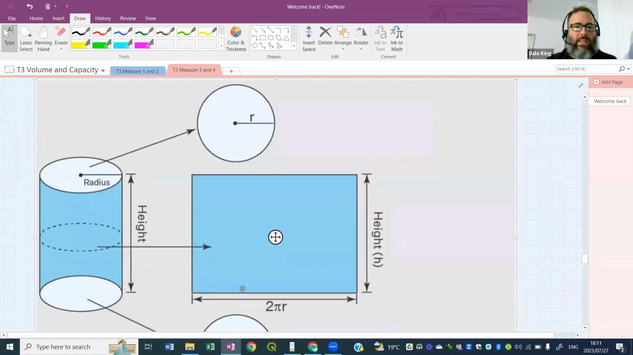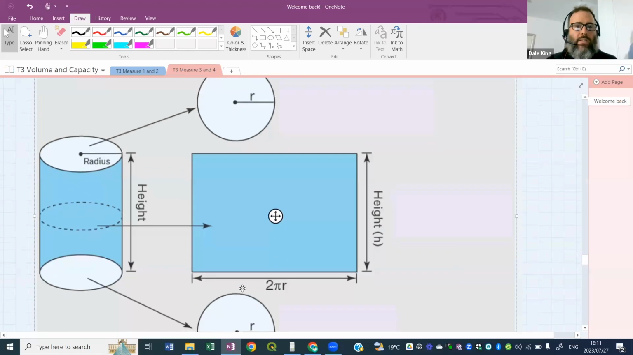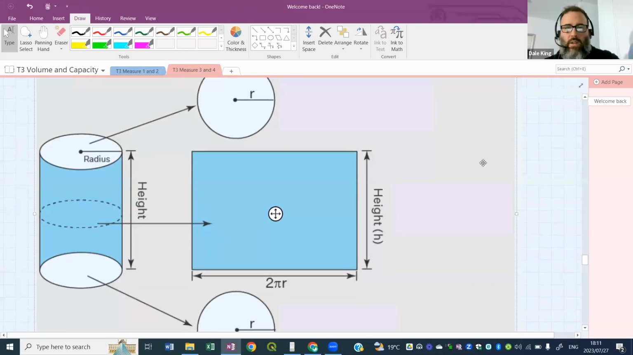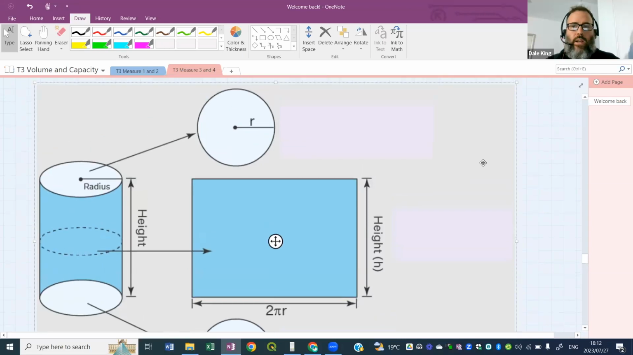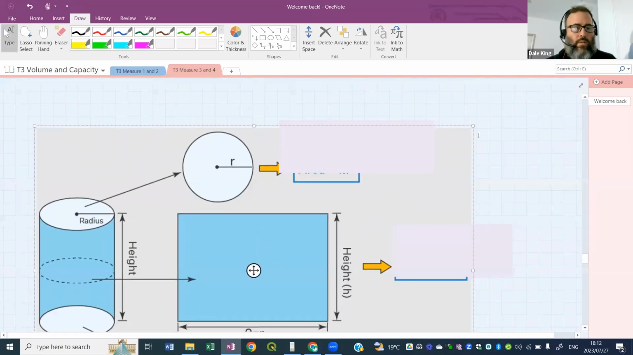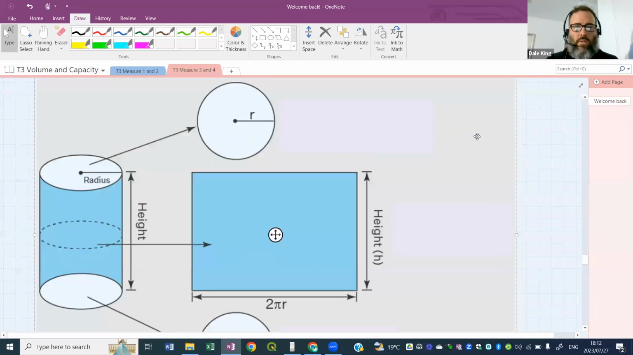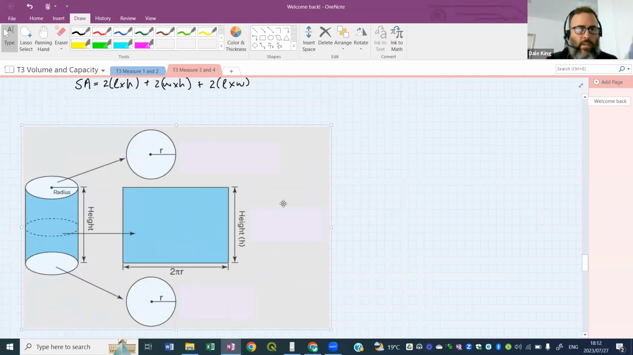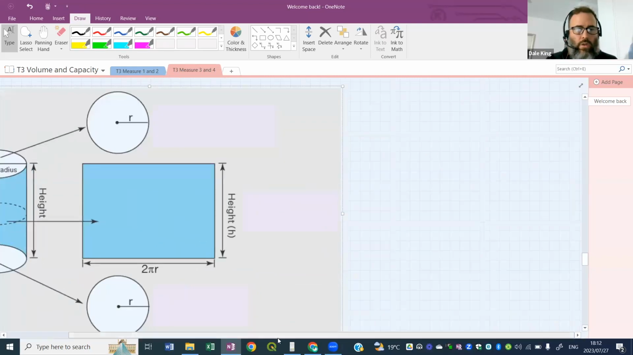Okay, and the cylinder, when you flatten that out, gives you 3 shapes, right? It gives you 2 circles. Let me zoom out a little bit more. Too much. 2 circles and a rectangle.